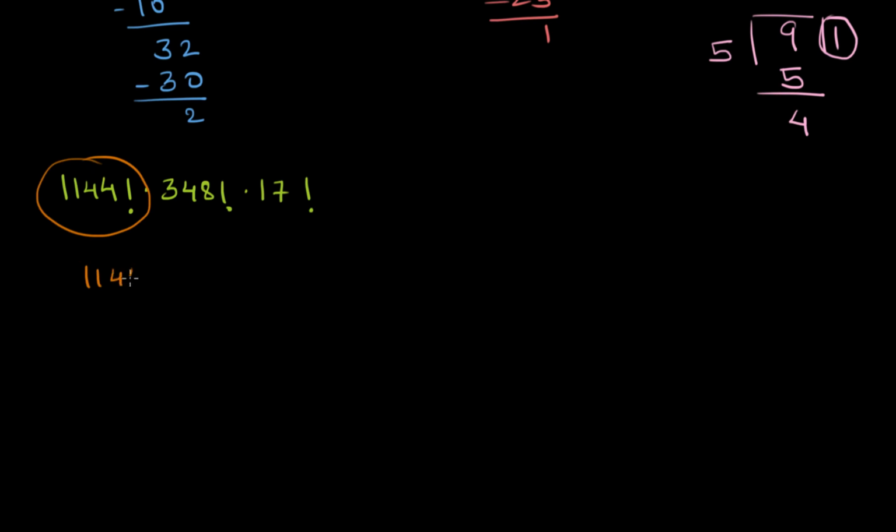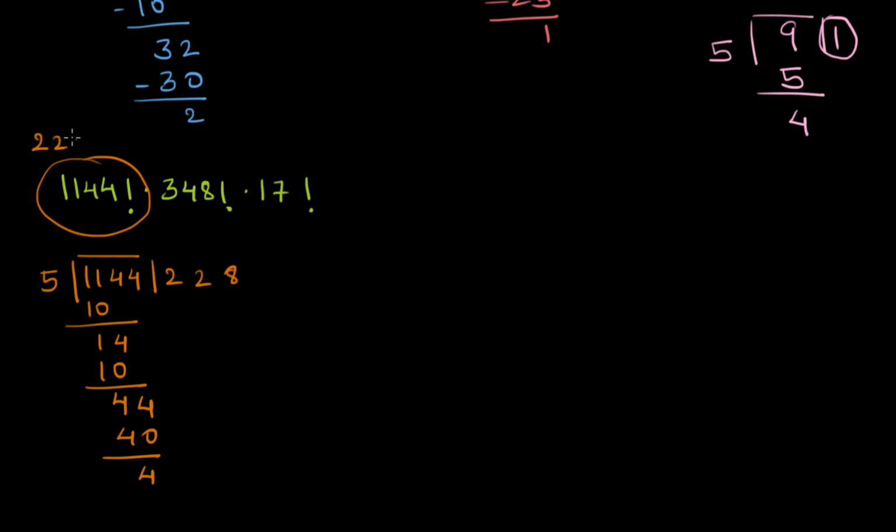So I'll divide 1144 with 5. So 5 2s are 10, 1 4, again 5 2s are 10, 4 and 4, and then I have 8s are 40 with a 4 remainder. So 228. So I'll just write it here, 228 plus, I'll again divide this 228 with a 5. So 5 4s are 20, 2 8, and 5 5s are 25. So 3 as a remainder.